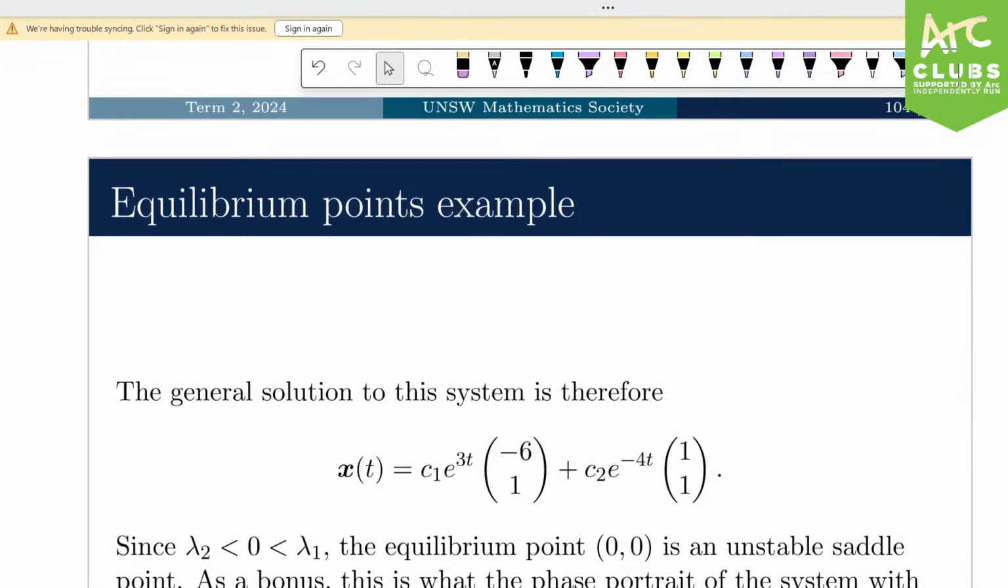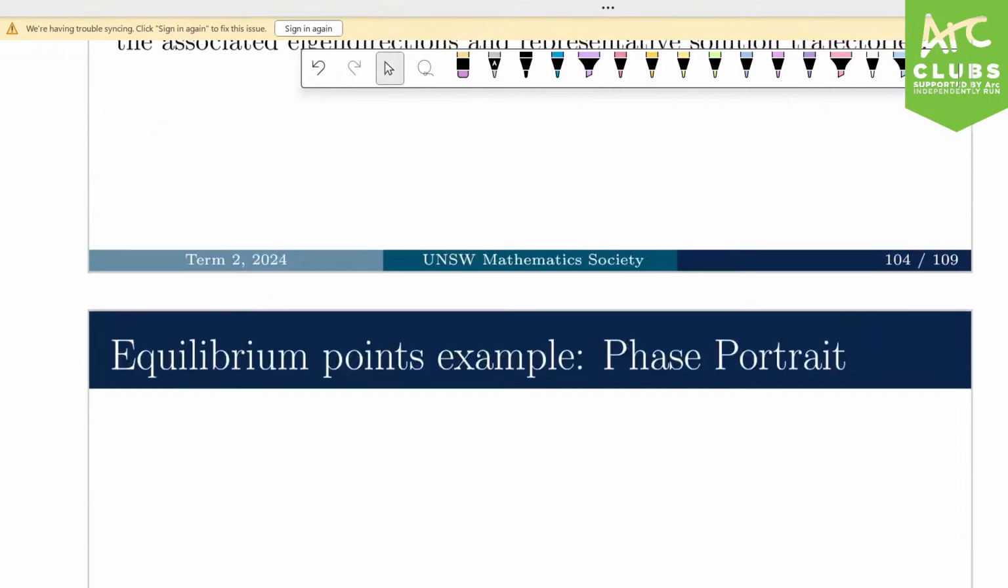Since one of our eigenvalues is negative and one is positive, the equilibrium point 0, 0 is an unstable saddle point. So as a bonus, we're going to draw a phase portrait. We're going to look at the associated eigendirections and draw in some representative solution trajectories to understand what's going on.